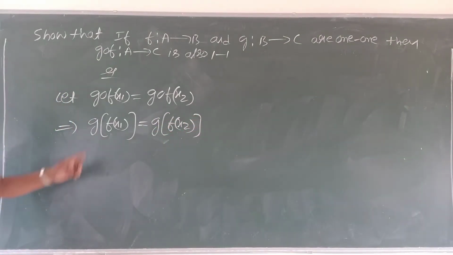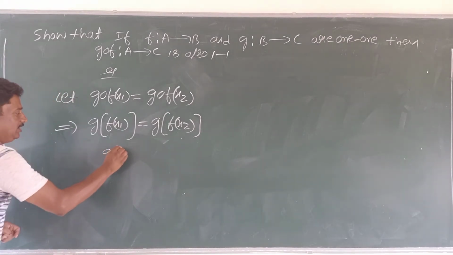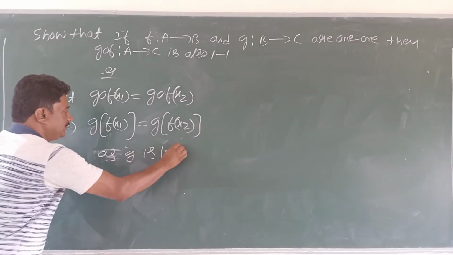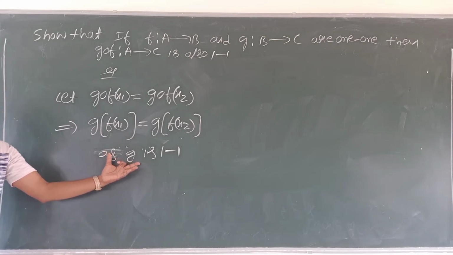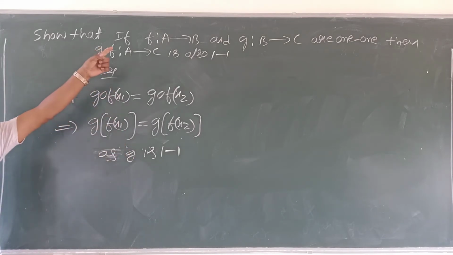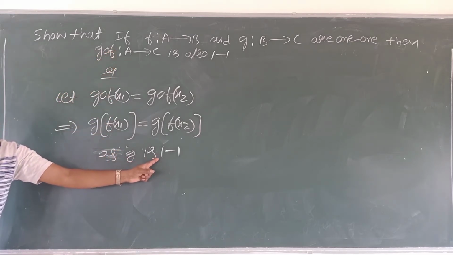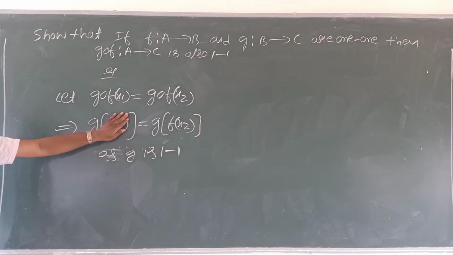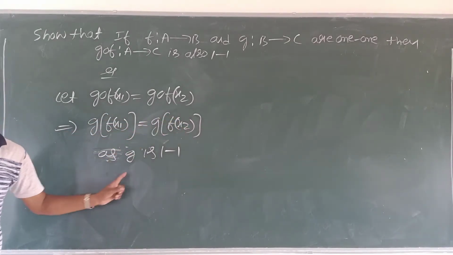Students, in the question it is given g is 1-1. So why is g becoming 1-1? It is being given in our question. I can take g as what? 1-1. Since g is 1-1, g of x1 is equal to g of x2 can be written as x1 is equal to x2.